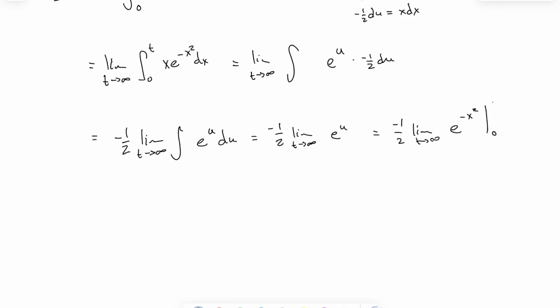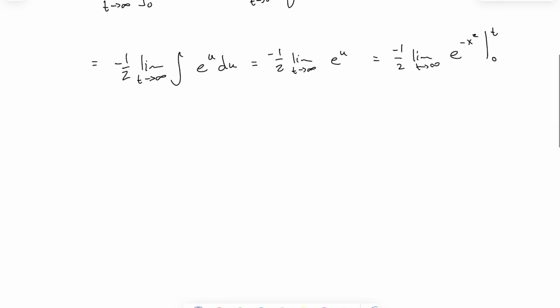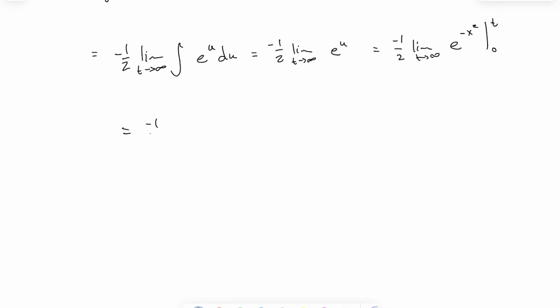And now we're plugging in 0 and t. Remember, you have to put the original variable back in before you try to plug in the values. Right? Plug them in. I put t, and subtract, and I put 0. So minus a half limit as t goes to infinity. And now it's going to be e to the minus t squared minus e to the 0. Minus 0 squared.